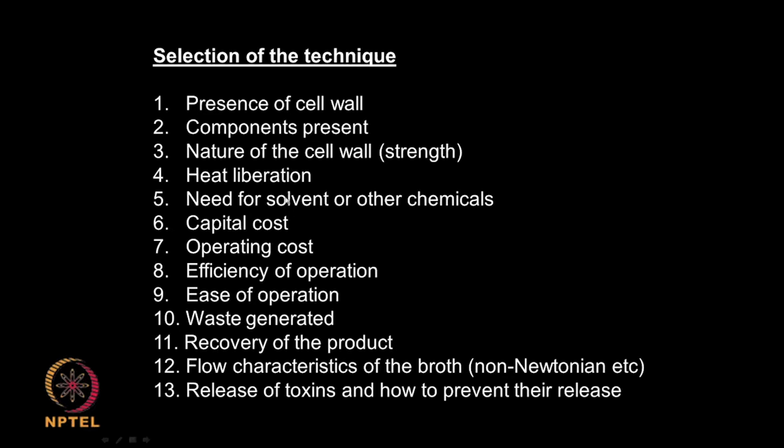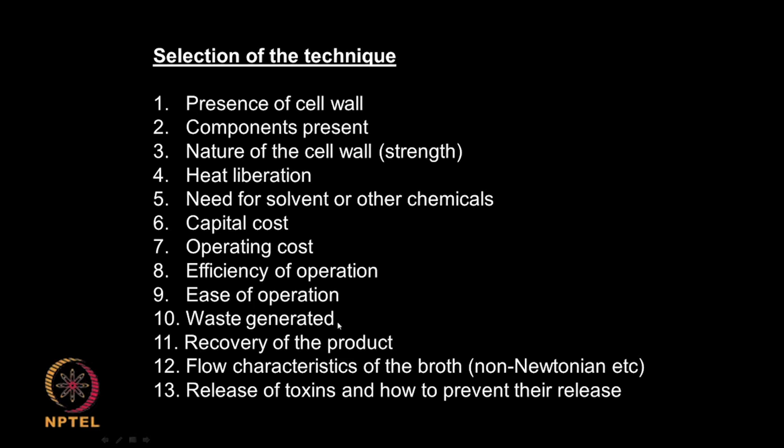How much heat is liberated? Because if the product is thermally labile, then when you generate heat because of the disruption process, the product could get denatured. Do we need any solvent or any other chemicals? Because there are chemical methods by which you can break the cells. What is the cost involved? Capital cost, operating cost. That means how many chemicals or consumables or how much heat or cooling I need, that is the operating cost. How efficient is the process? How easy is the process?